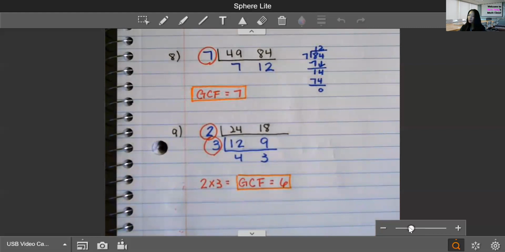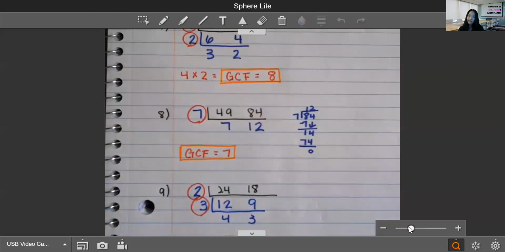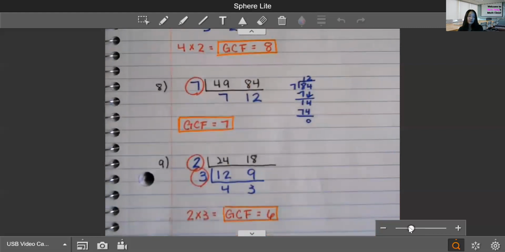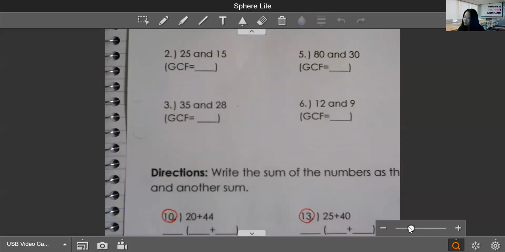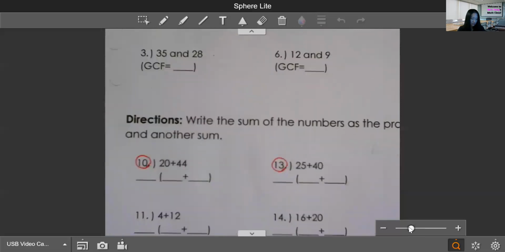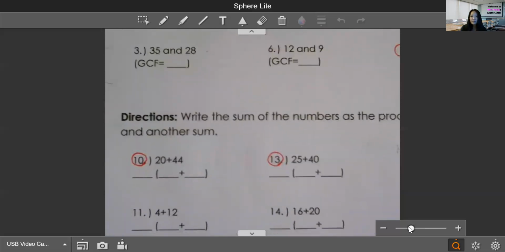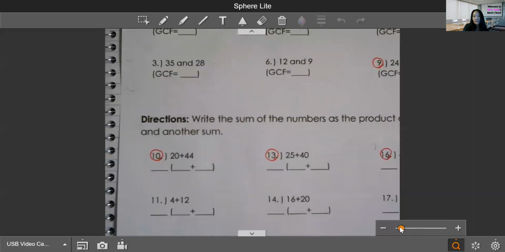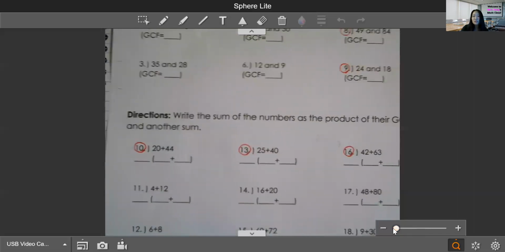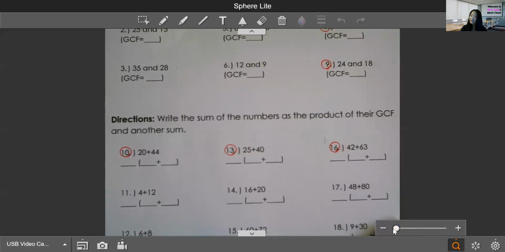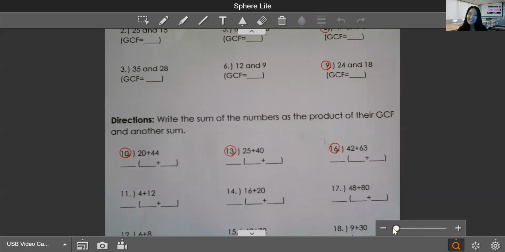Okay, so hopefully you guys understood how to find the greatest common factor using the ladder method. And now I am going to do the second half of the homework, which is the new lesson that you learned. Here's the direction: write the sum of the numbers as a product of their GCF, greatest common factor, and another sum.